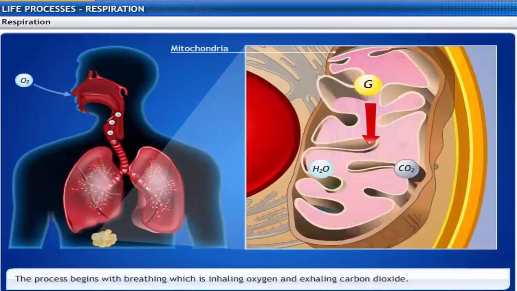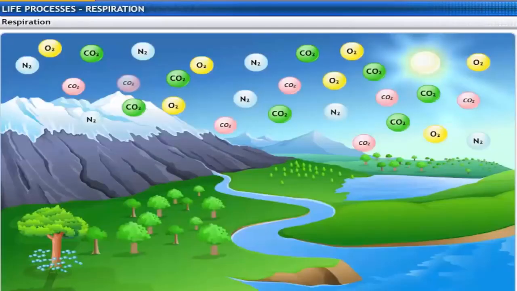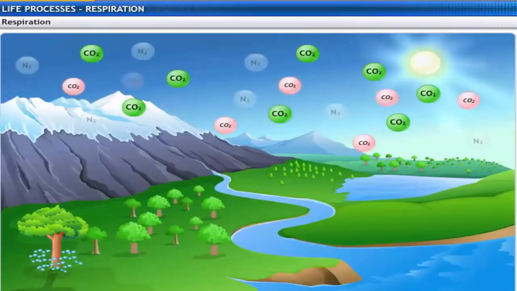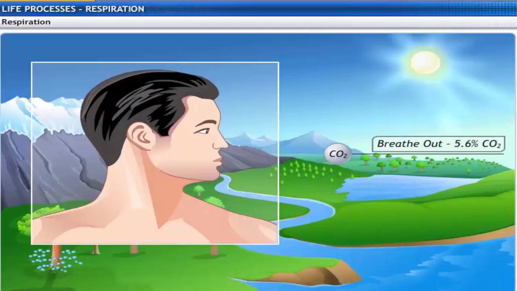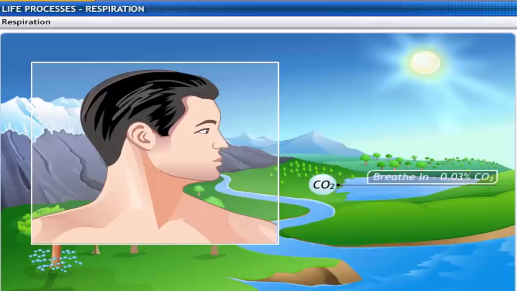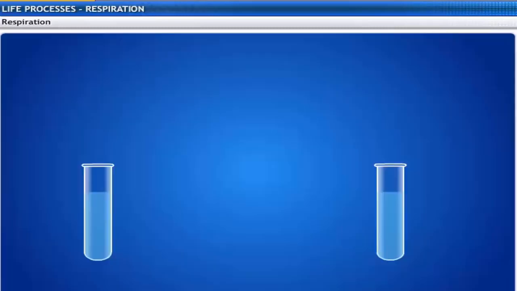This process of inhaling oxygen and exhaling carbon dioxide is called breathing, and the metabolic process for producing energy is known as respiration. Carbon dioxide is present in atmospheric air. However, when we exhale, we breathe out a greater amount of carbon dioxide than the amount that is present in the atmospheric air. Exhaled air is composed of 5.6% carbon dioxide, whereas inhaled air contains 0.03% carbon dioxide. Let's try to prove this through an experiment.